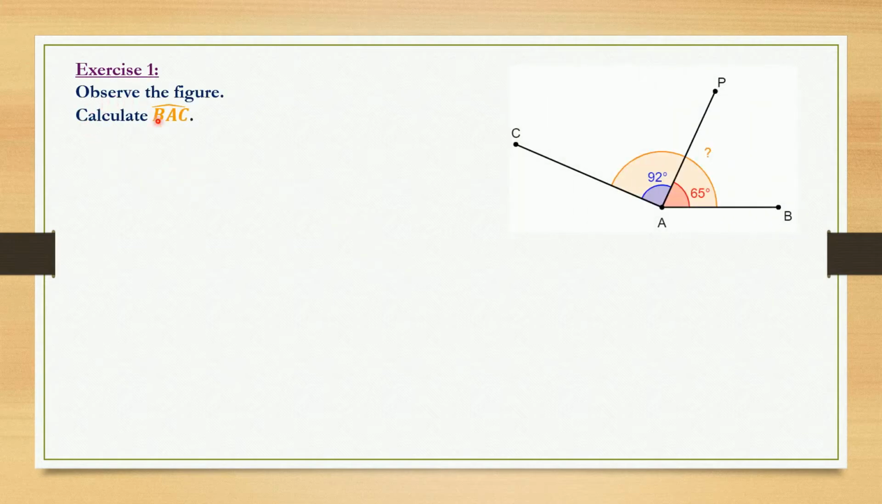Now, let's start with the exercises. Exercise 1. Observe the figure, then calculate BAC. In this figure, we have angle BAP equals 65 degrees given, and angle PAC equals 92 degrees given. They are asking us to calculate BAC. So BAC is in fact a whole formed of these two angles, two parts.